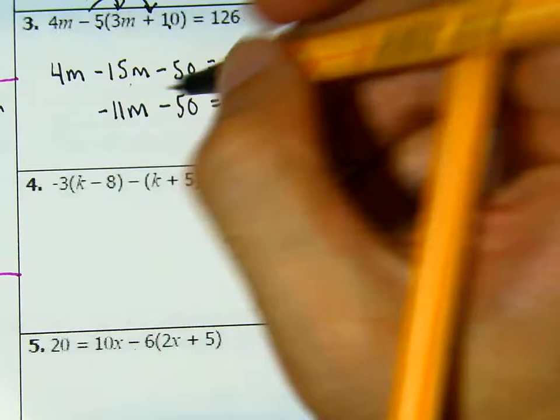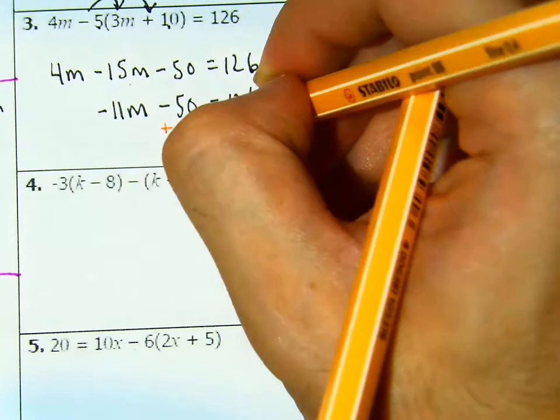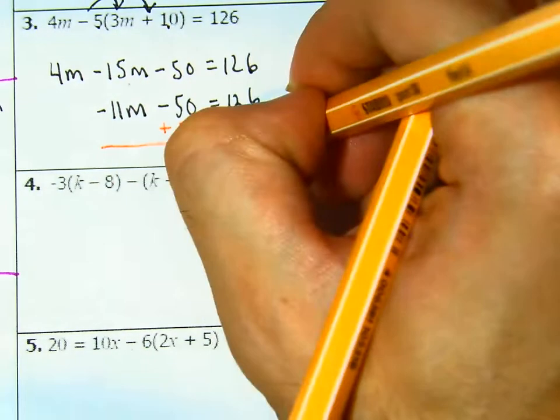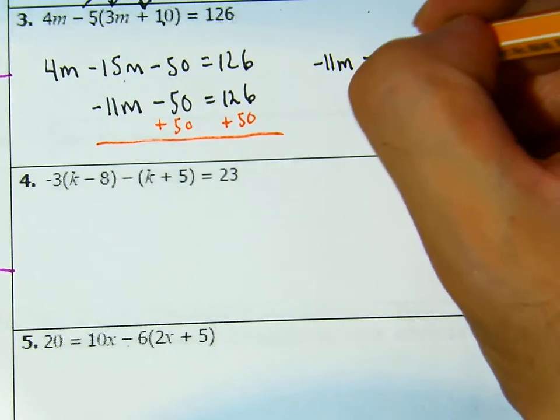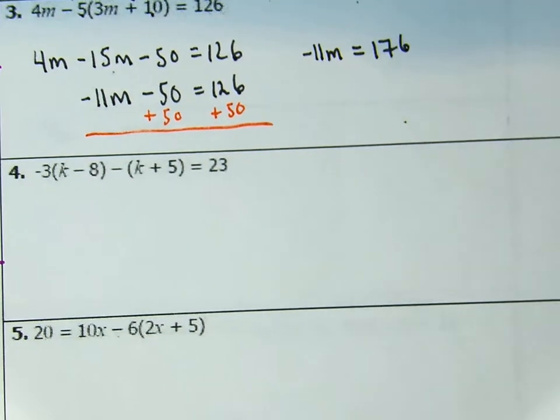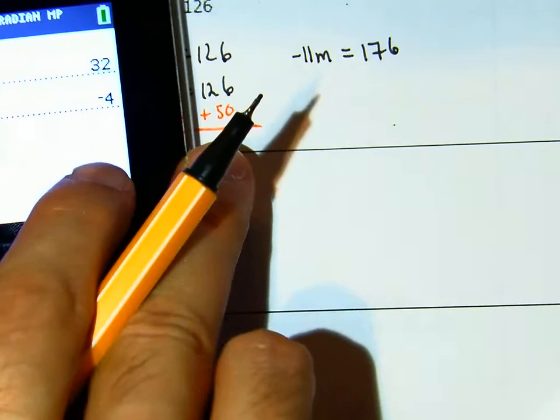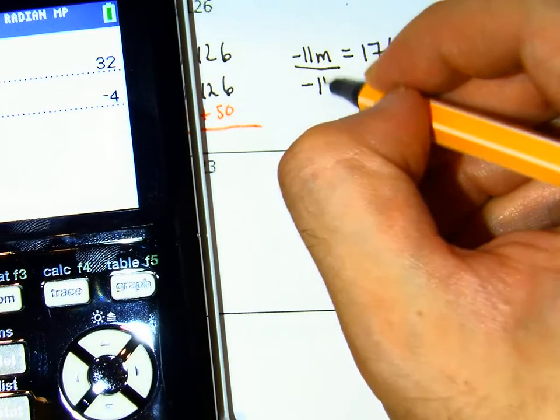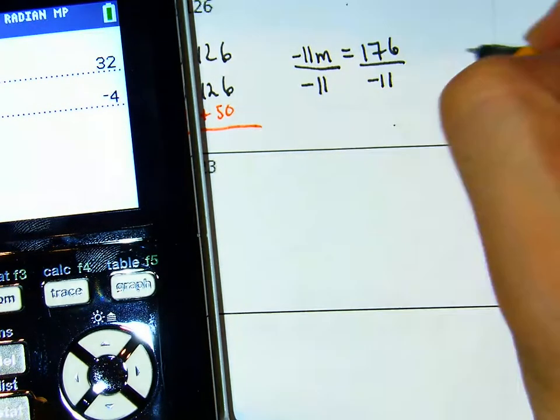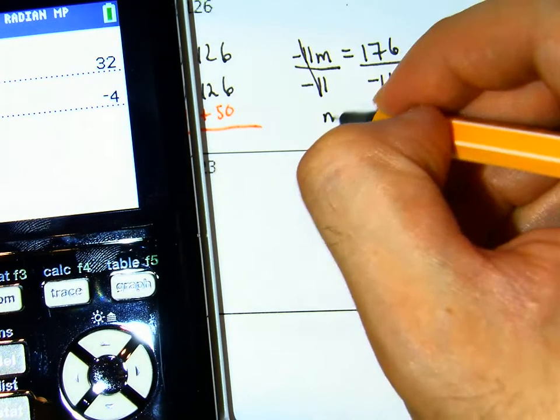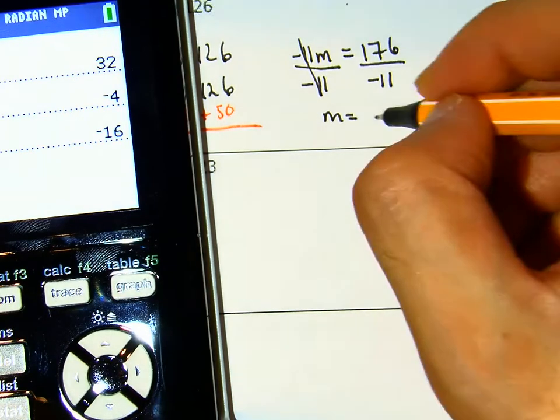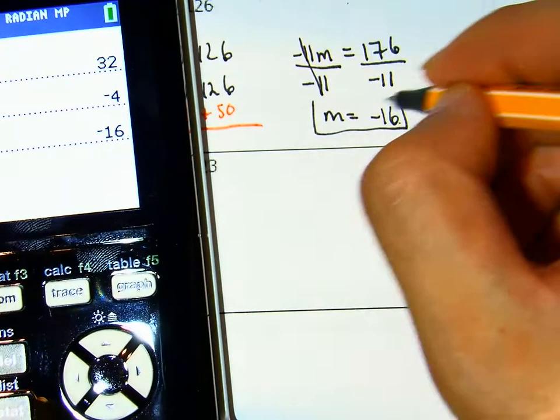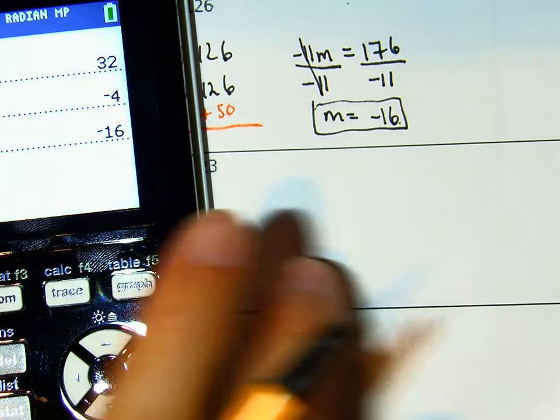So now what are we going to do? We're going to add 50 on both sides. Then we get what? Negative 11m equals 176. Then we're going to divide both sides by negative 11. Then this cancels, m equals what is 176 divided by negative 11, negative 16. And that is our value of m. Okay.